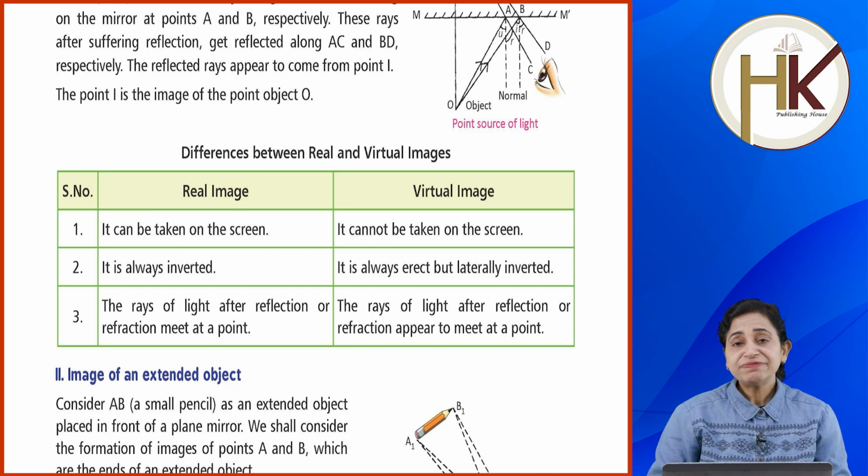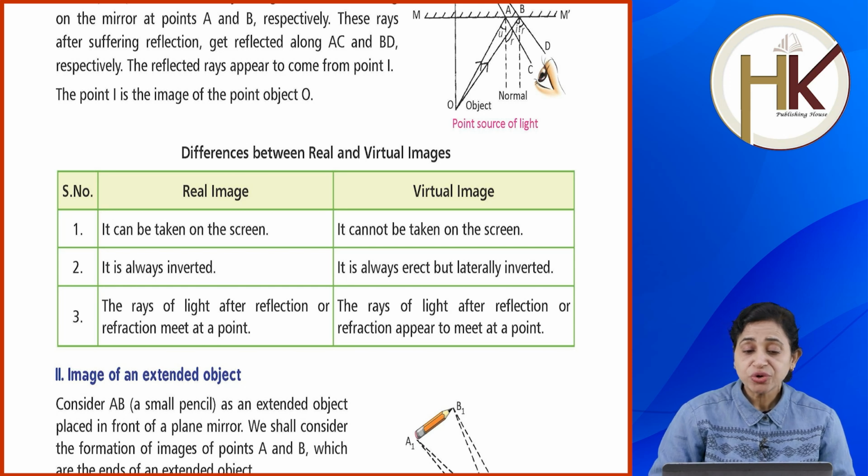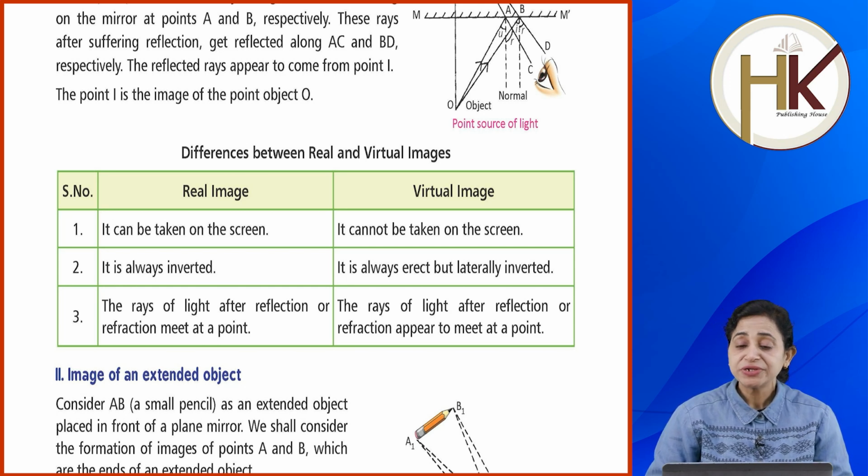Differences between real and virtual images. A real image can be taken on the screen, and a virtual image cannot be taken on the screen. A real image is always inverted and a virtual image is always erect but laterally inverted. Rays of image: in real images the rays of light after reflection or refraction meet at a point, and in virtual images the rays of light after reflection or refraction appear to meet at a point.